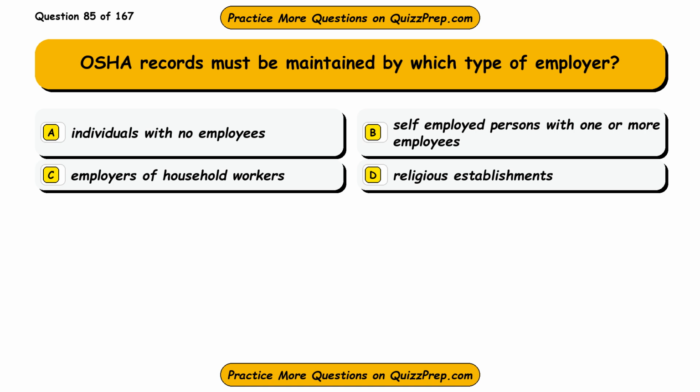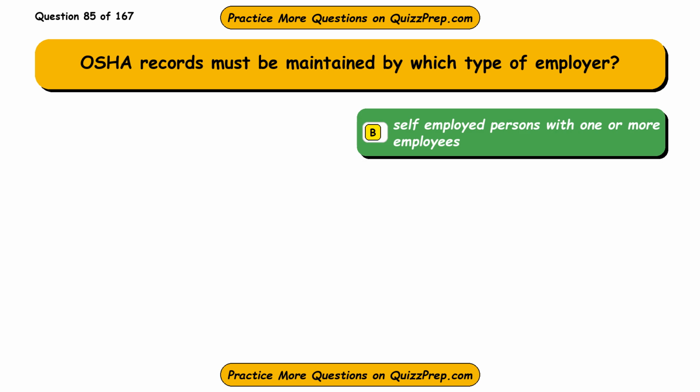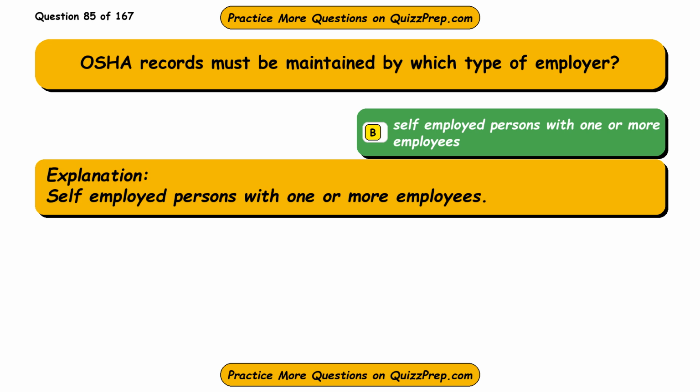Question 85. OSHA records must be maintained by which type of employer? Option A, individuals with no employees. Option B, self-employed persons with one or more employees. Option C, employers of household workers. Option D, religious establishments. The correct answer is option B, self-employed persons with one or more employees.